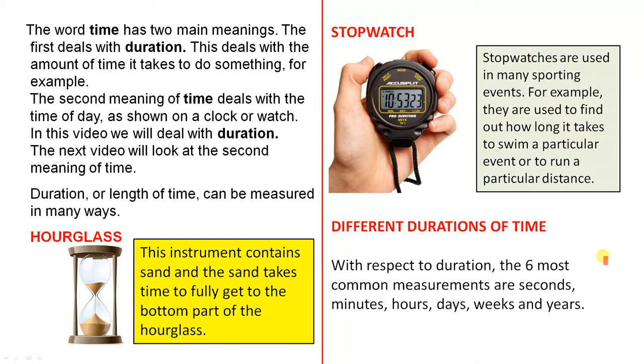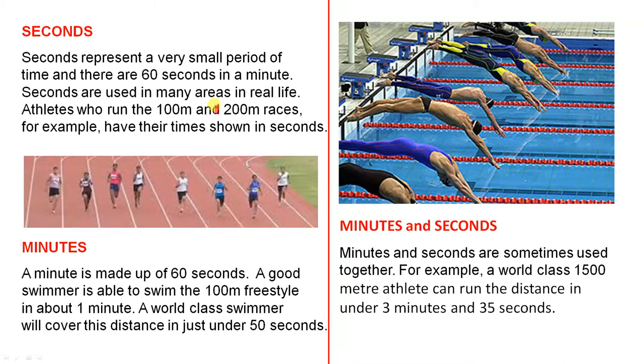Different durations of time. With respect to duration, the 6 most common measurements are seconds, minutes, hours, days, weeks, and years. Seconds. Seconds represent a very small period of time, and there are 60 seconds in a minute. Seconds are used in many areas in real life. Athletes who run the 100 metres and 200 metre races, for example, have their times shown in seconds.